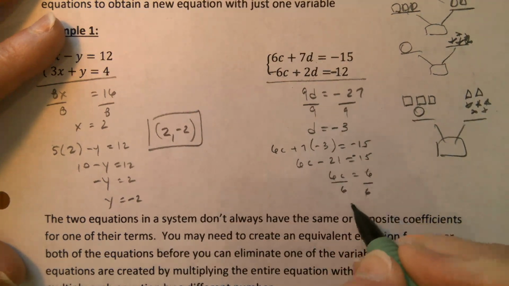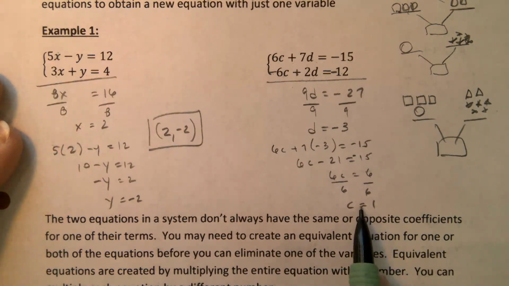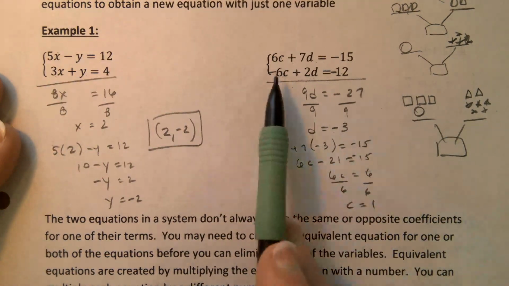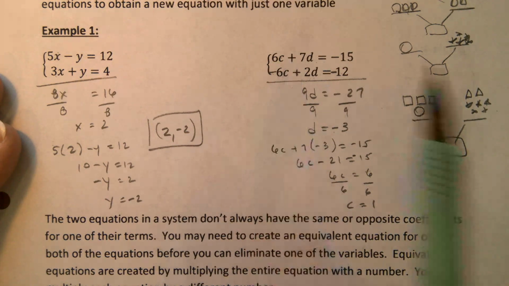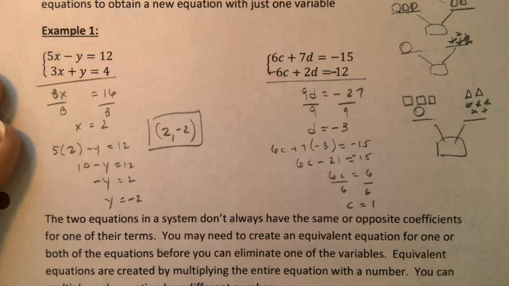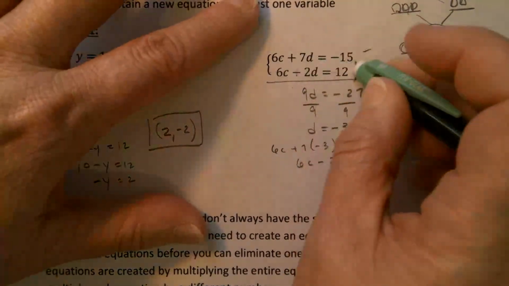Crazy. So C would be equal to 1. Okay, let's double check. We've got C is equal to 1, D is equal to -3. So I would have 6 minus 21. Okay, 6 minus 21, which is -15. So that one works.